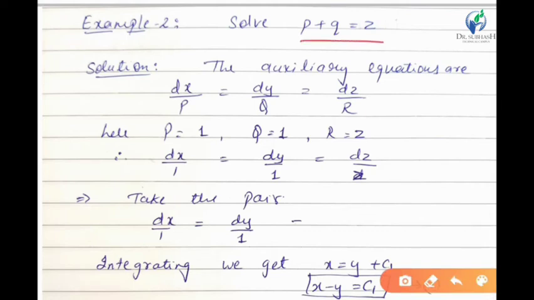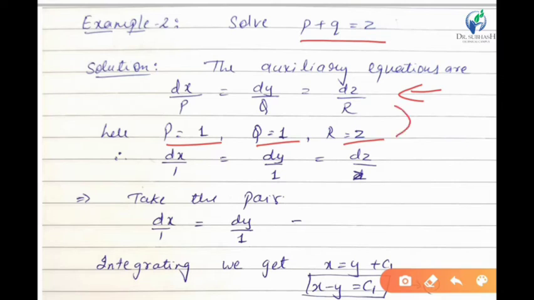Solve Pp plus Qq equal to R. The auxiliary equation is dx upon P equal to dy upon Q equal to dz upon R. The coefficient of small p is 1, so capital P equals 1. The coefficient of small q is 1, so Q equals 1. The next part is z, that will be equal to R.